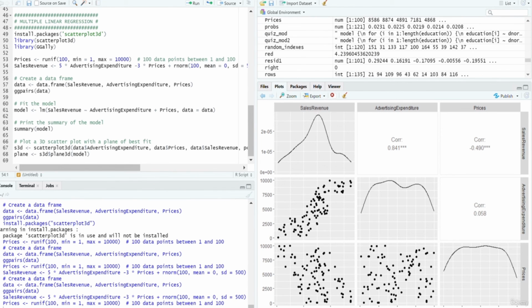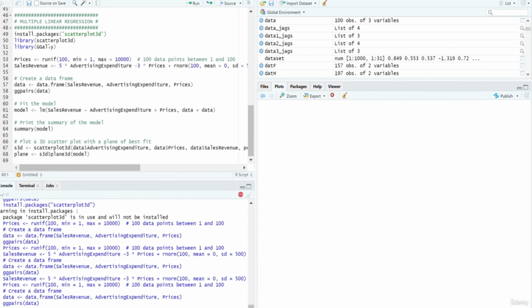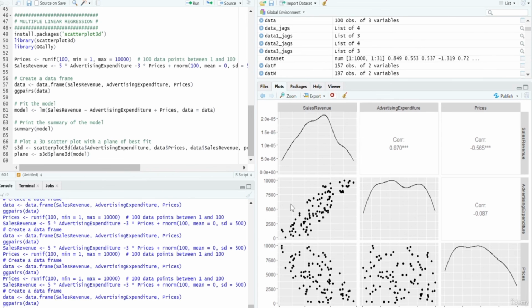I'm going to do prices again just to be safe. We create a new data frame, and then we plot it using ggpairs, which comes from the GGally package. So what ggpairs does is it plots a correlation matrix where everything on the right is on the y-axis and everything on the top is on the x-axis, and the intersection is the scatter plot between the two. So right here, this little plot is going to be the advertising expenditure on the y-axis and then sales revenue on the x-axis. It doesn't really matter here which one we choose, whether one's on x or one's on y, it's still going to be the same.